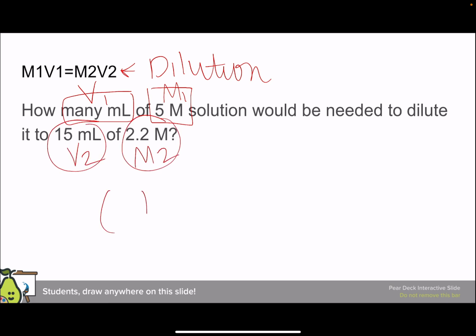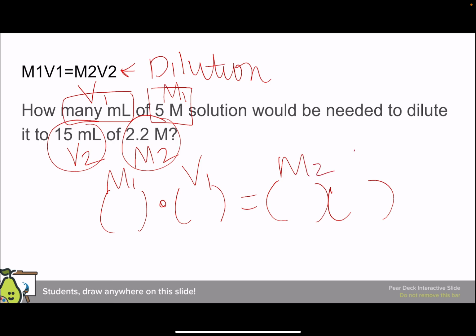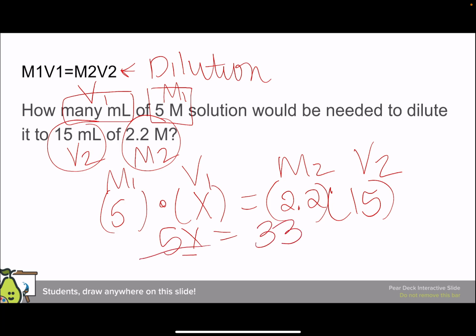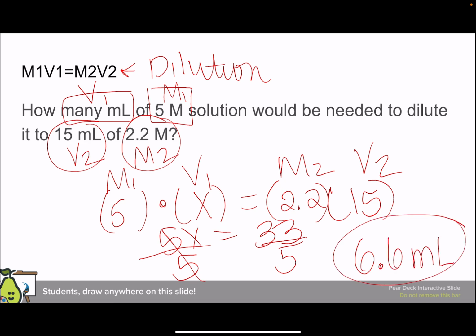So if we start plugging it in, we're going to see that we have M1, V1, M2, V2. So we're going to put our 5 here, our X, we're going to put our 2.2 here, and our 15. So we're going to have 5X equals 2.2 times 15 is going to be 33. So we're going to divide both sides by 5. So 33 divided by 5 gives us 6.6. And we're going to see it's 6.6 milliliters.